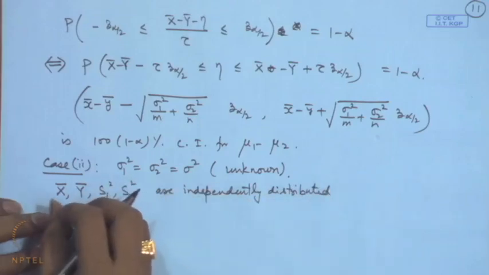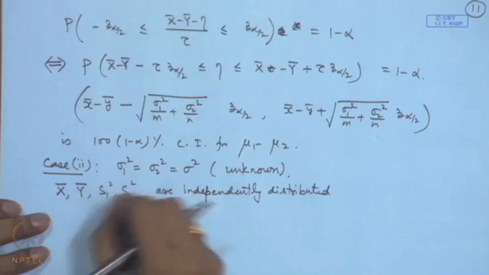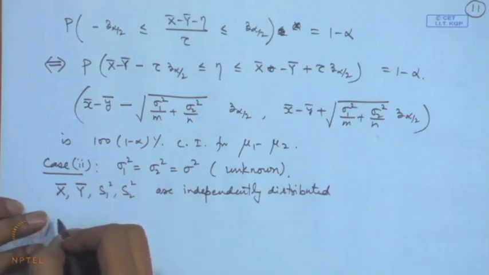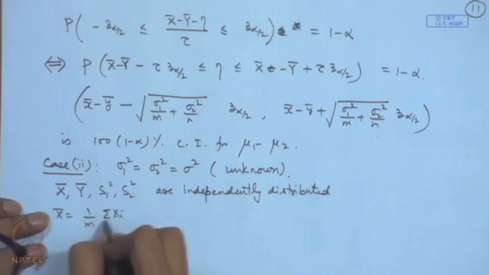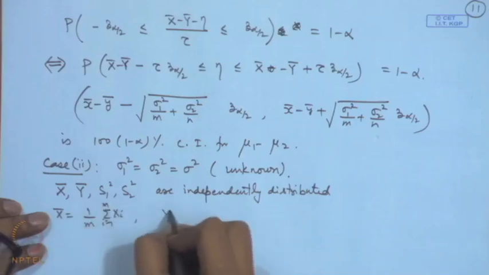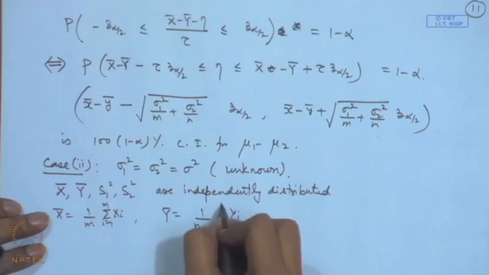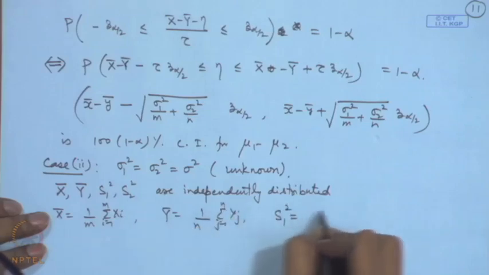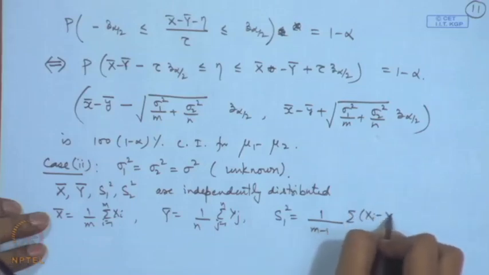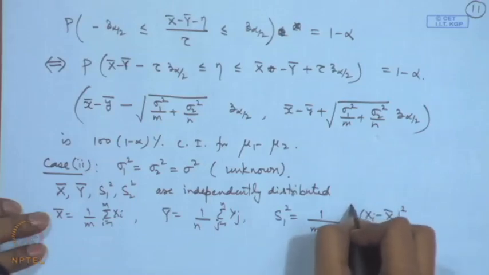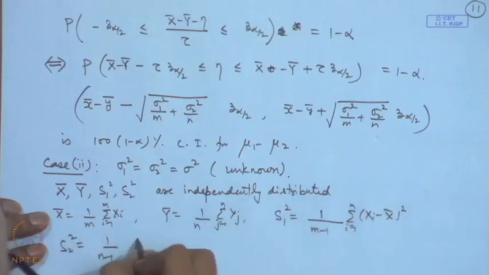The sufficient statistics x bar, y bar, and then of course, this one will get combined, but I write it like this itself. So, you consider here x bar as the mean of the first sample, y bar as the mean of the second sample, s 1 square is the sample variance of the first sample, and s 2 square as the sample variance of the second sample.